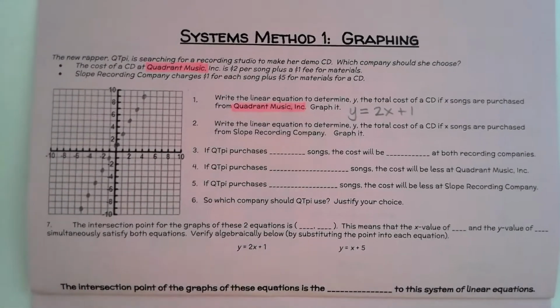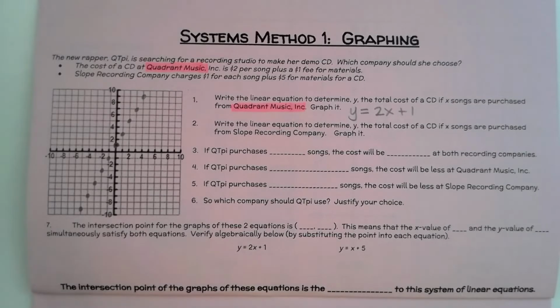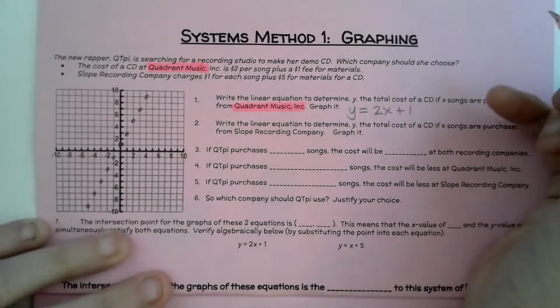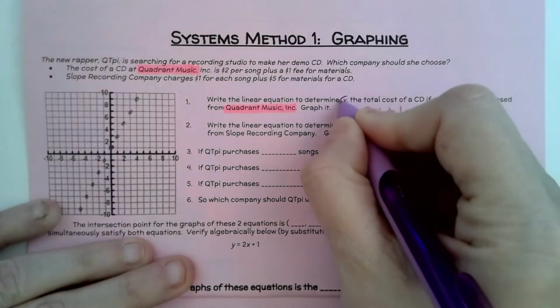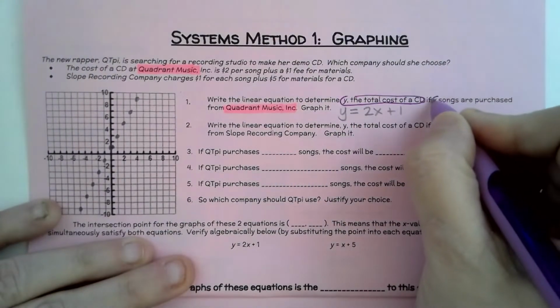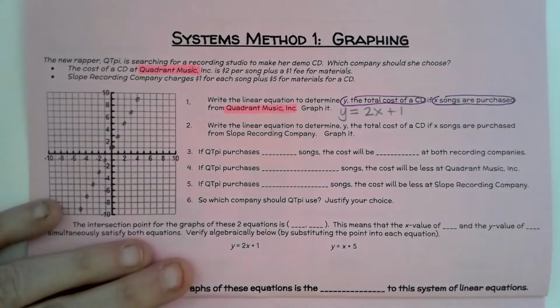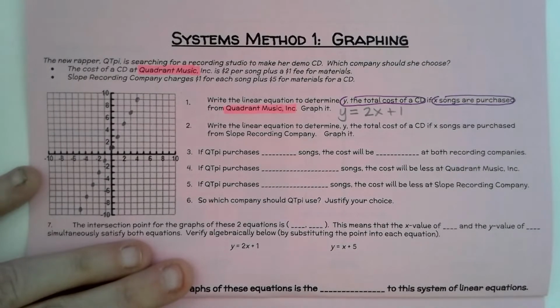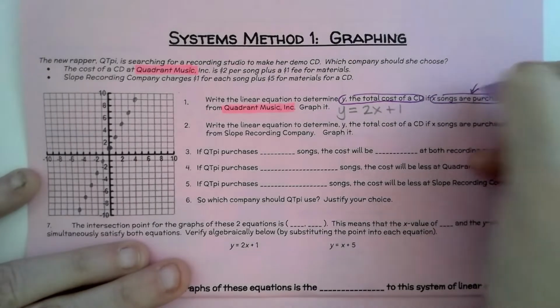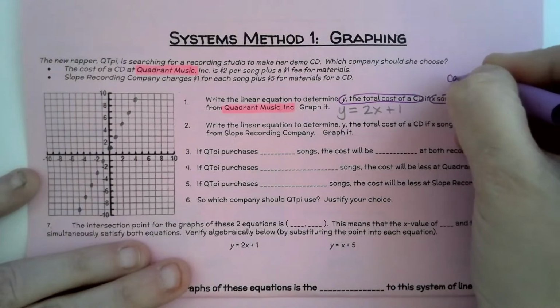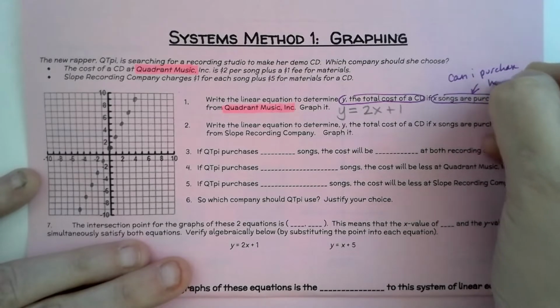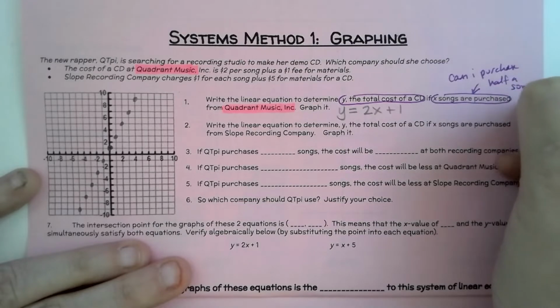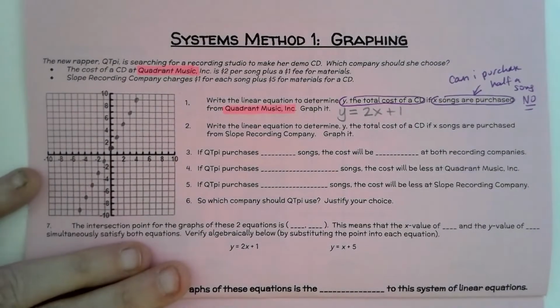Okay, this is what I got when I graphed it. Now, should you have connected these points? Remember, they tell us here, I'm just going to underline this, Y is the total cost of a CD, X is the number of songs purchased. So remember, when I decide whether or not to connect points, I look at the X variable, at the input. Can I purchase half a song? No, I cannot. So that's the reason why I didn't connect these points.